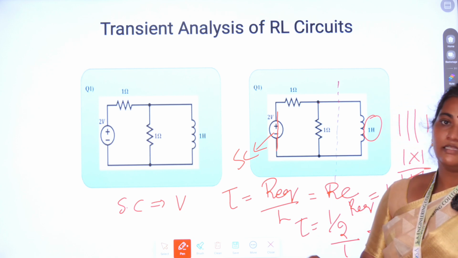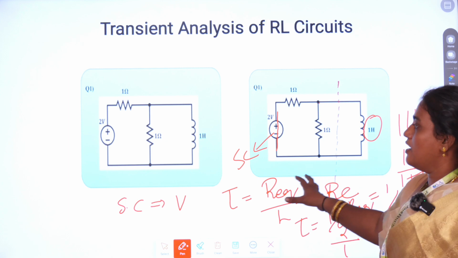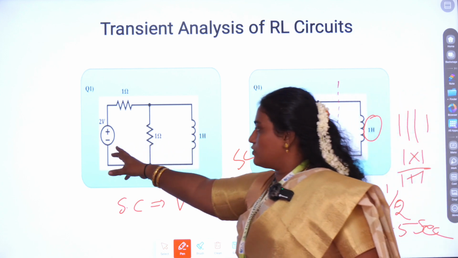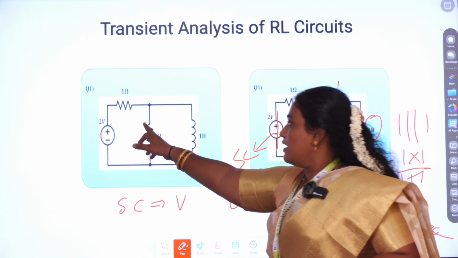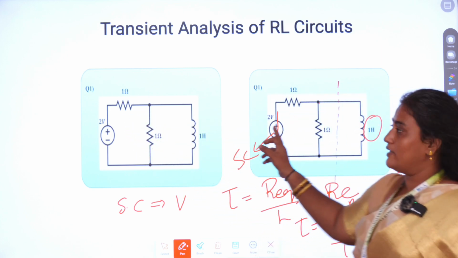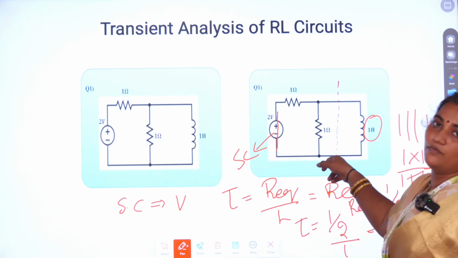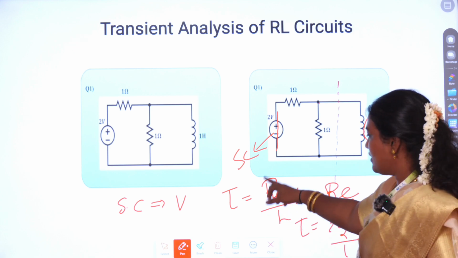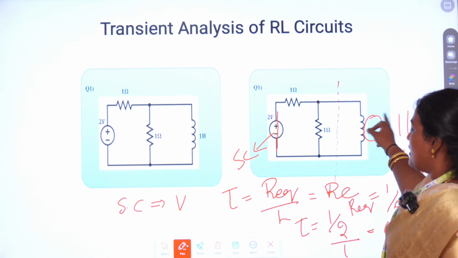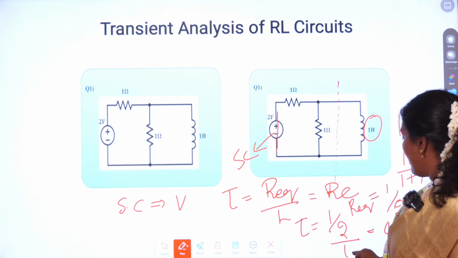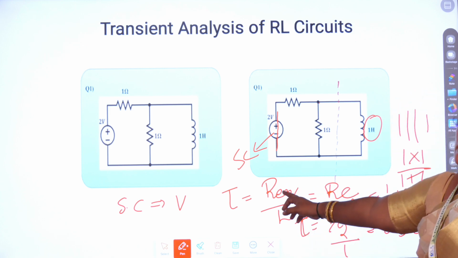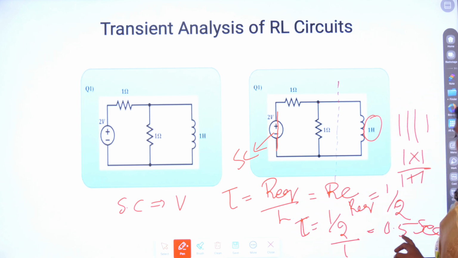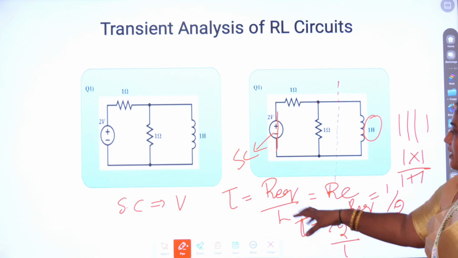Is it clear? So first, when you have a voltage source, I am short circuiting it. Then I am calculating an R equivalent. Here I have 1 resistor along with 1 resistor, so 1 resistor parallel with the 1 resistor. That will give my R equivalent. Then an inductor value I have used, so inductor value is 1. So I have found tau with respect to that. That is nothing but R equivalent divided by L, which is equal to 0.5 seconds. So this is what is about the transient time.